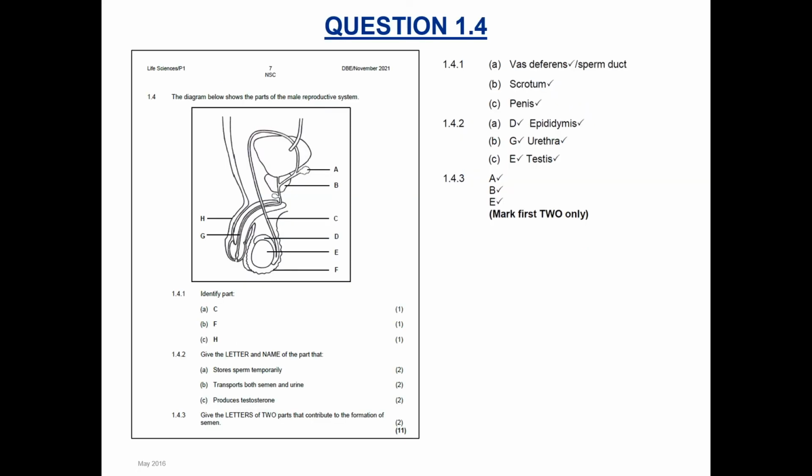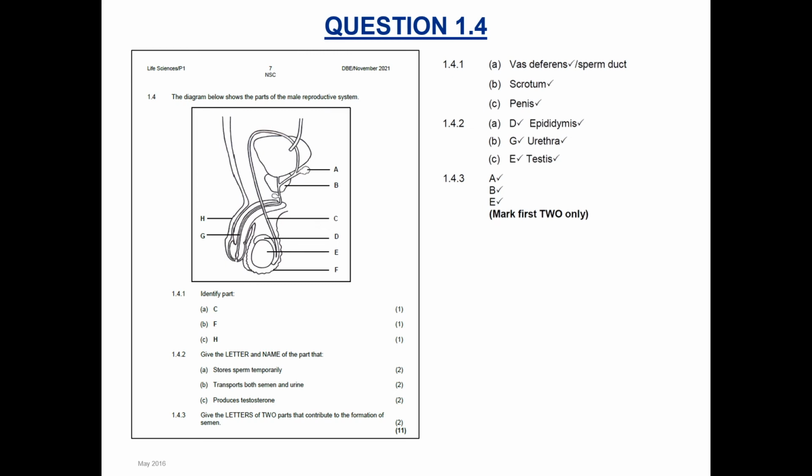Right, let's get down to question 1.4. This diagram below shows part of the male reproductive system. It asks us in 1.4.1 to identify C. C is the special tube here, which we already know is the vas deferens, or you could have said sperm duct. You must identify part F. Part F surrounds the testes, as you can see, so that is the scrotum. Identify part H. This is part H, the whole part here, and that is the penis.